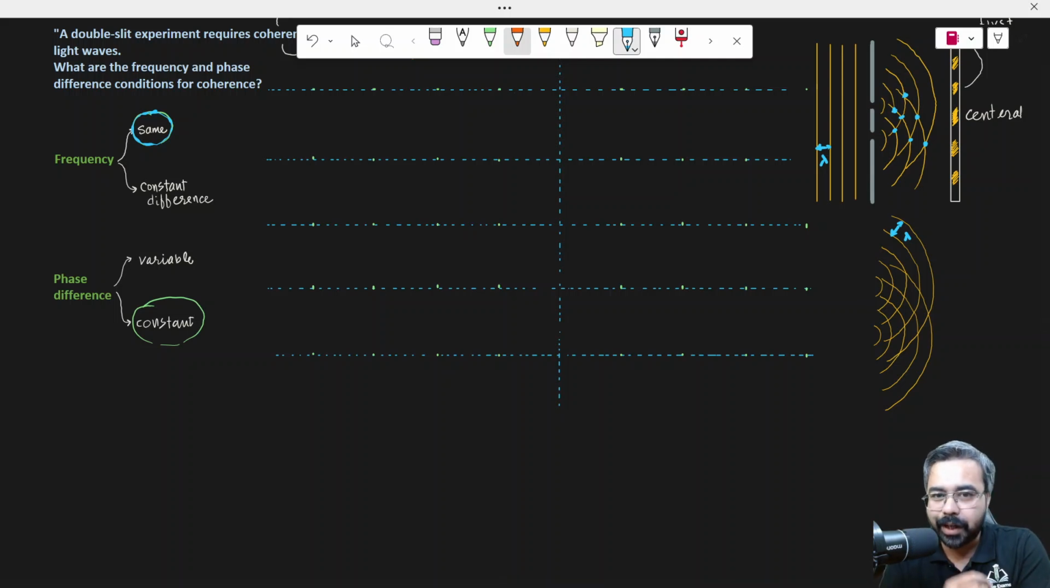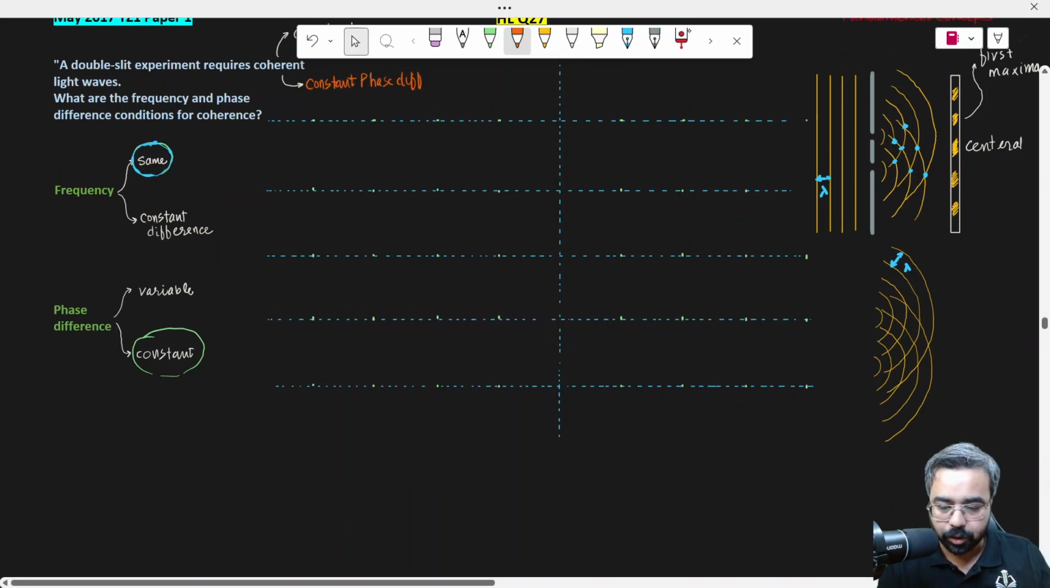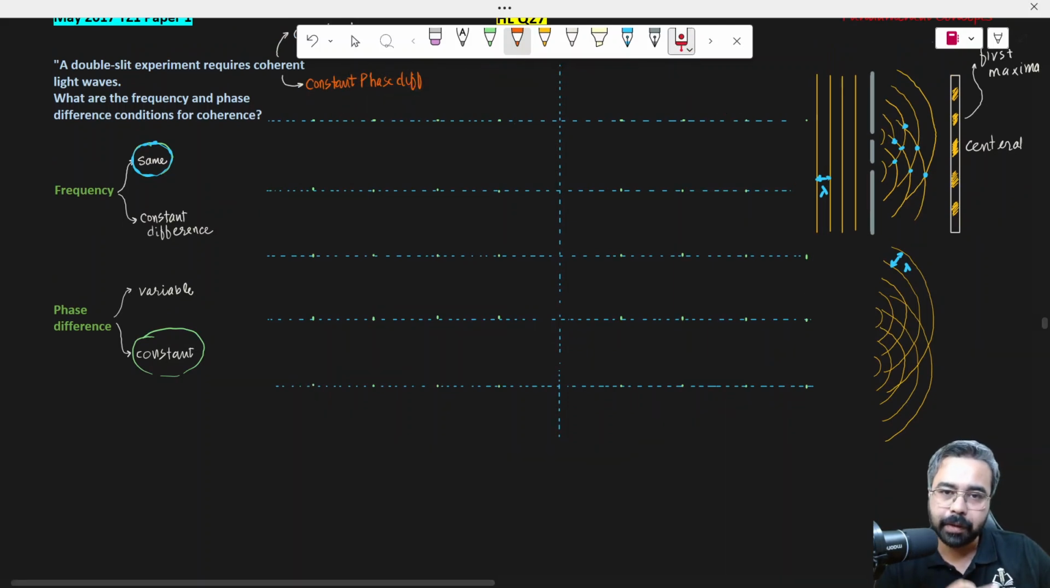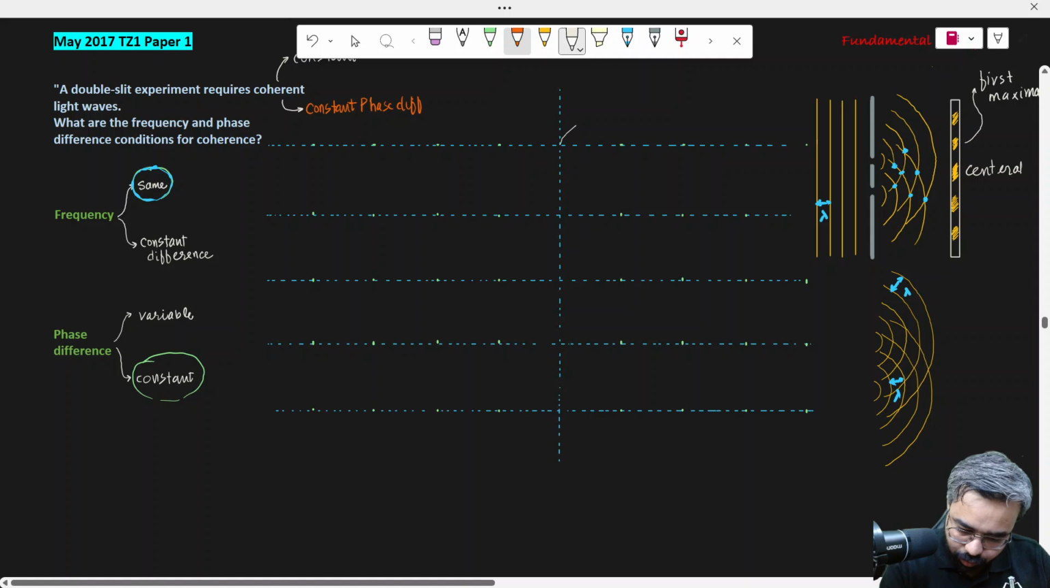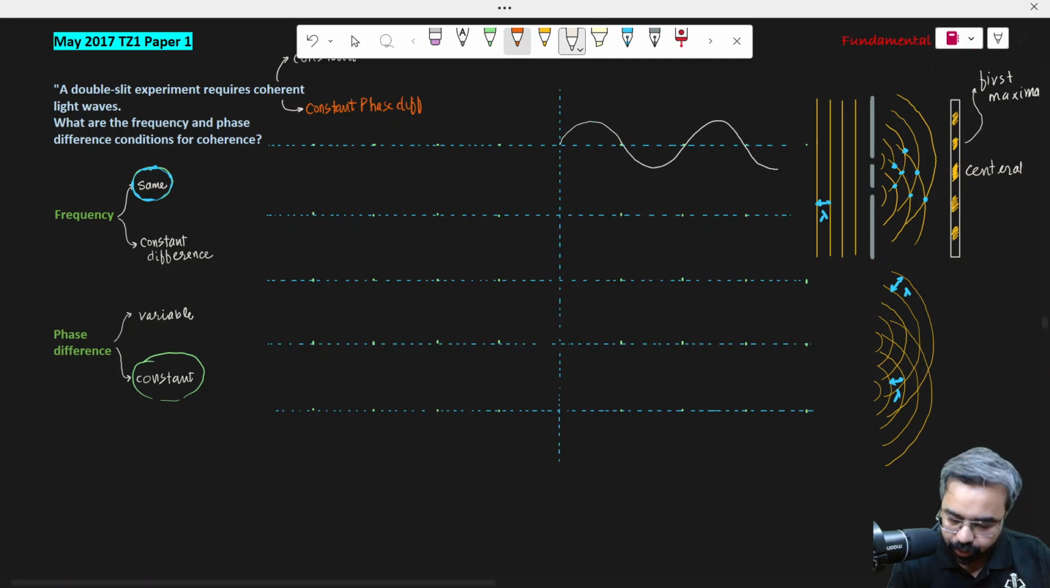But this point is tricky: what exactly does it mean that the phase difference is constant? I am going to show you exactly in this section. Not only that, I will also explain the path difference. So let's draw the first wave. That is going to be like this. This is one wave that is going to interfere with another wave. As I told you, they have the same wavelength, which means they have the same frequency, like this.